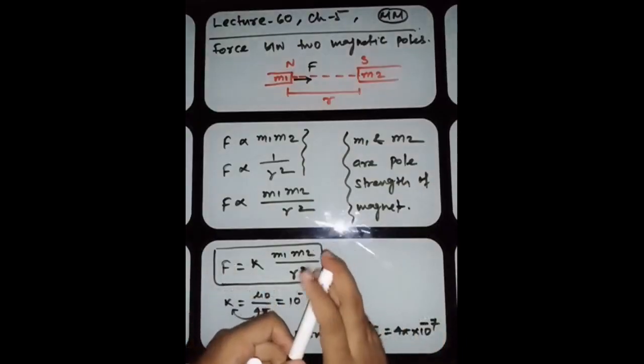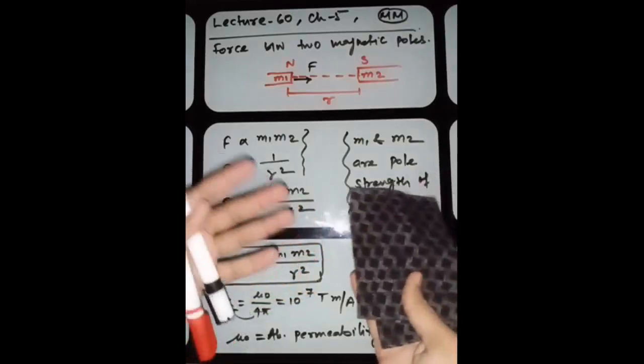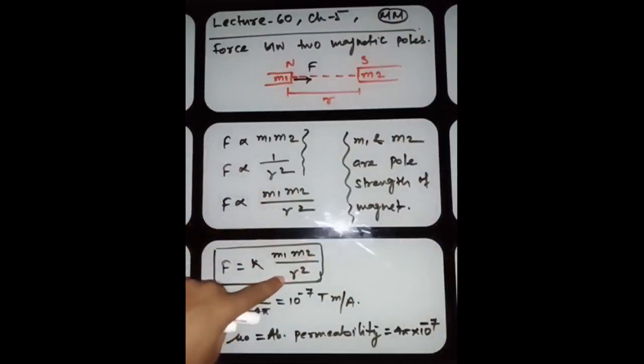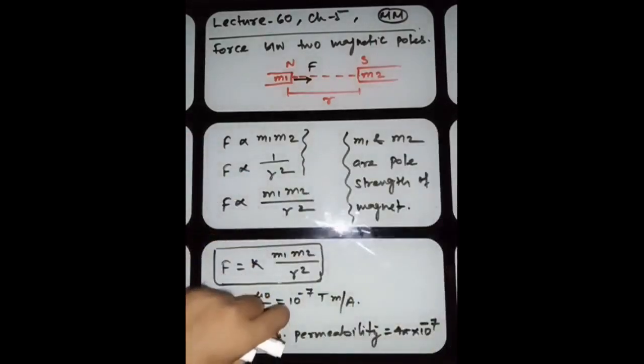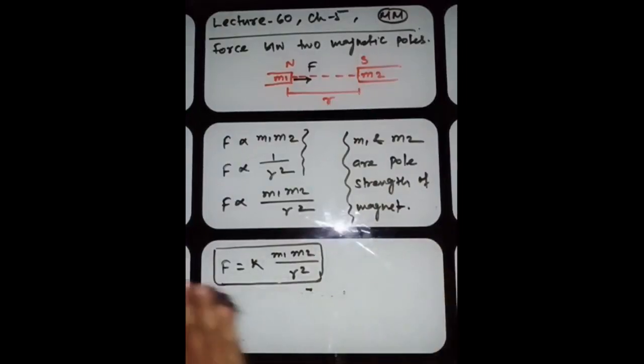Remember, my dear students, if you are given the two pole strengths and the separation, and you have the value of K, then you can find the force. It's quite easy. I'll give some questions for practice in the group when I teach this.